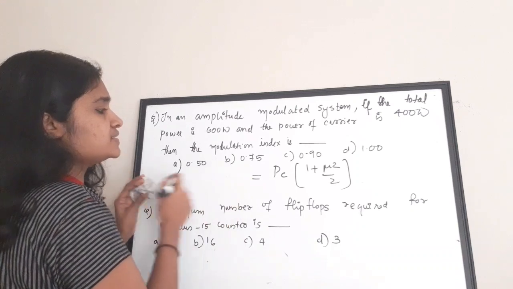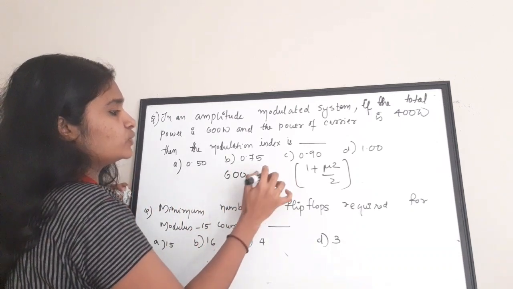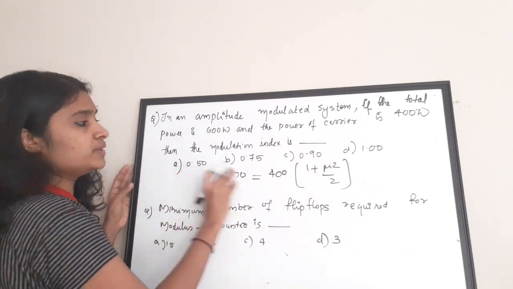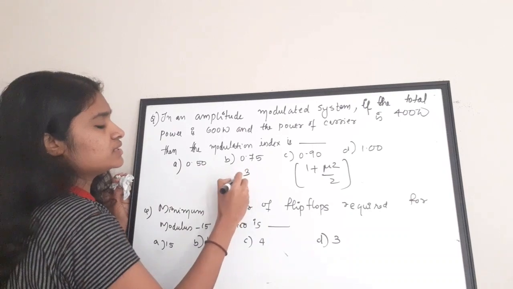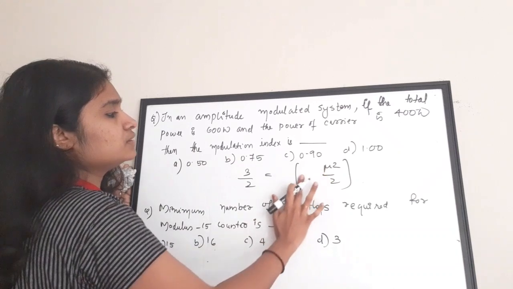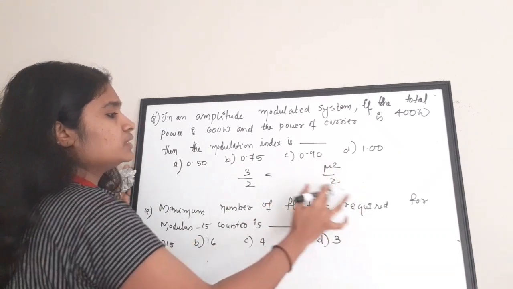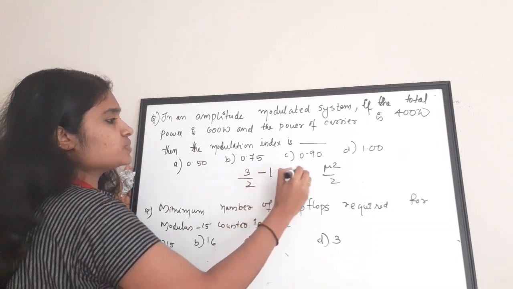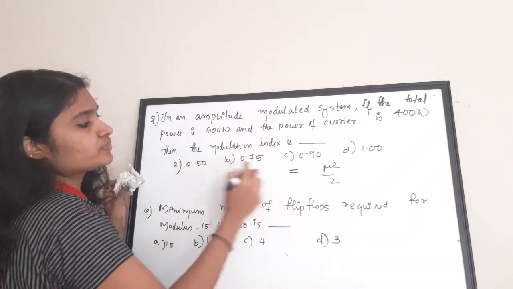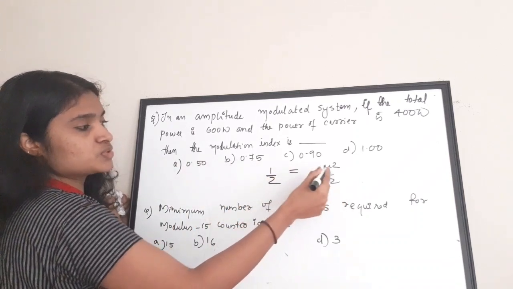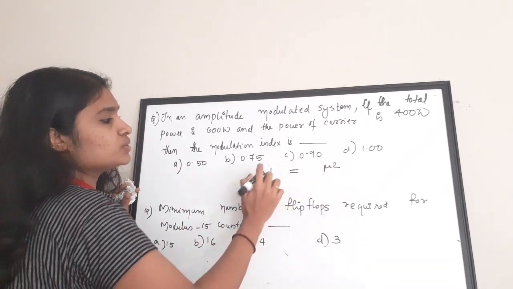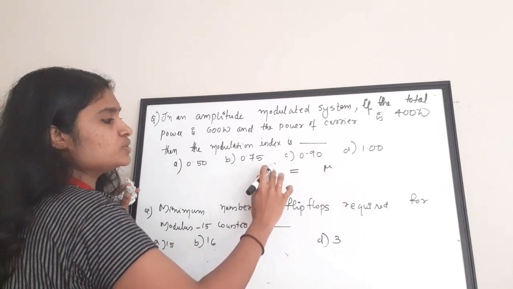So PT is 600, equal to PC which is 400, into 1 plus mu square by 2. 600 by 400 can be written as 3 by 2, right? So 3 by 2 is equal to 1 plus mu square by 2. If you take this 1 to this side, it is minus 1. 3 by 2 minus 1 is 1 by 2. 1 by 2 is equal to mu square by 2. So 2 and 2 get cancelled. Mu square is 1, so mu is equal to 1.